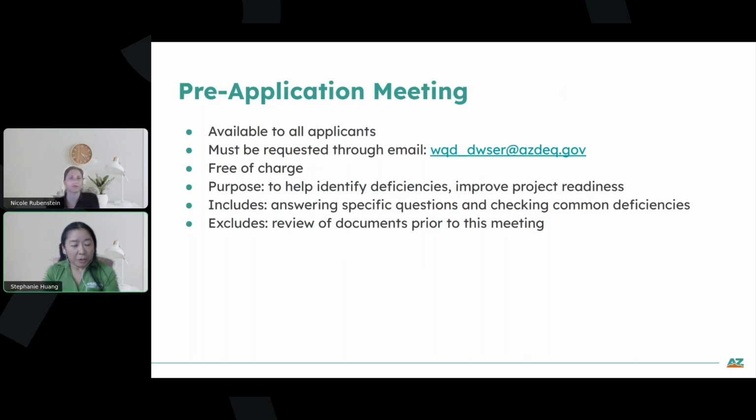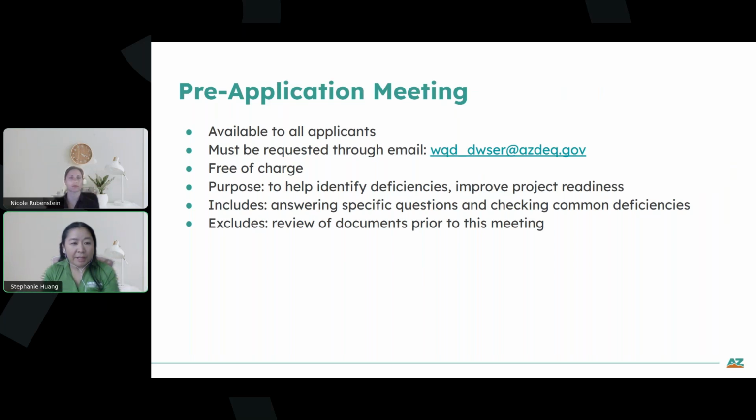A good thing to do before submitting an application through the MyDEQ portal is requesting a pre-application meeting with the engineers. This is available to all applicants and it's free of charge. And it must be requested through our team email listed here. The purpose here is to help identify any deficiencies and improve project readiness. It includes answering specific questions and checking for common deficiencies. But it excludes review of the documents prior to this meeting.